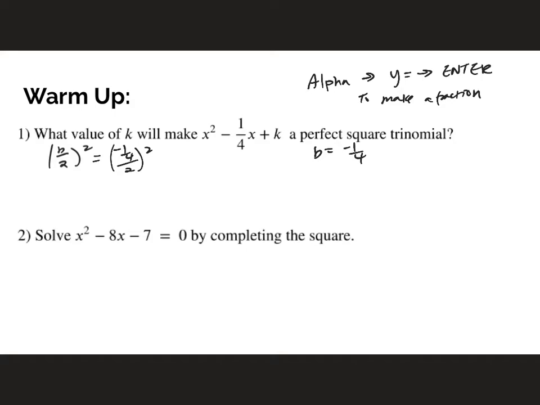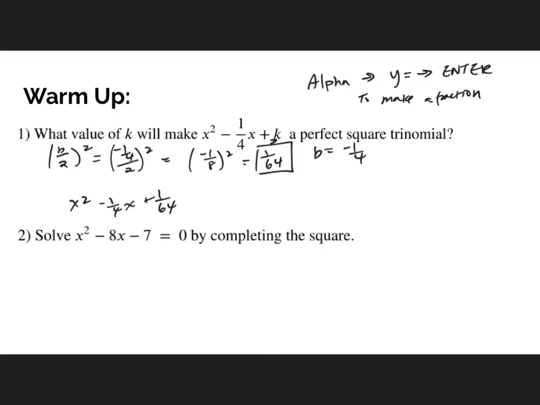If you're doing it by hand, you can check along your work with me, but you end up getting -1/8 squared, and that is the same as 1/64. So this is your value to complete the square, and that should be what k is. So this is going to be x squared minus 1/4 x plus 1/64.